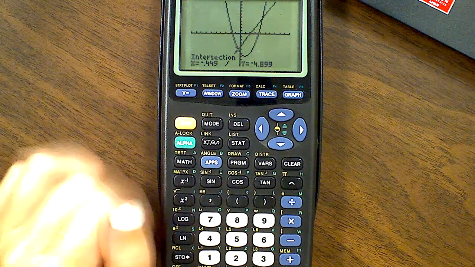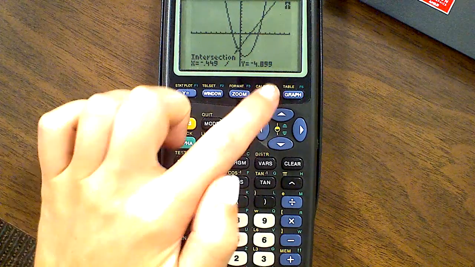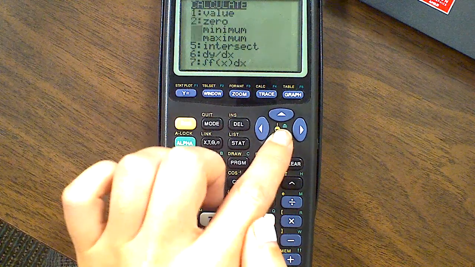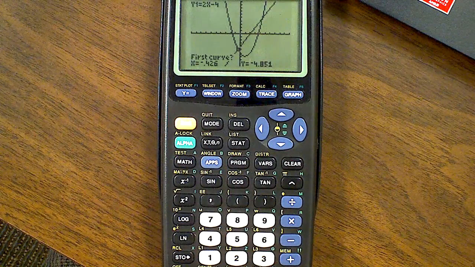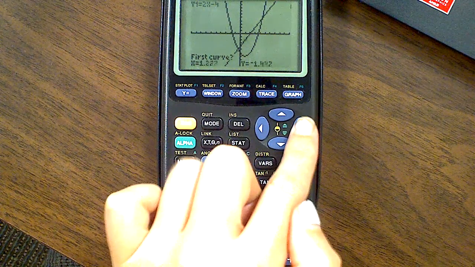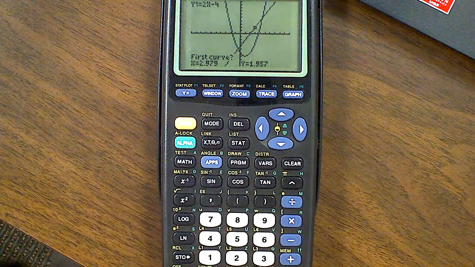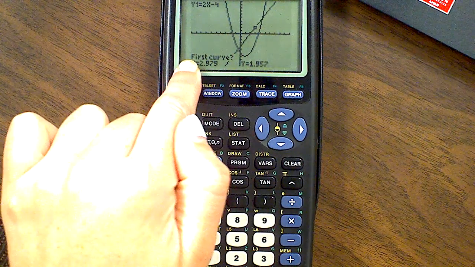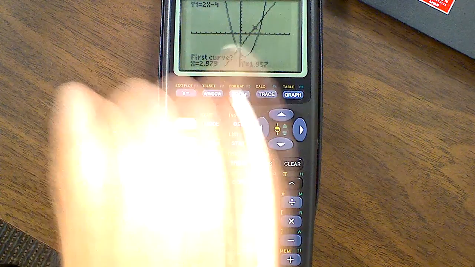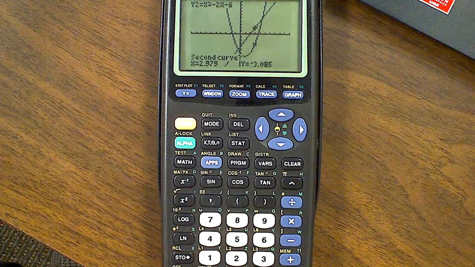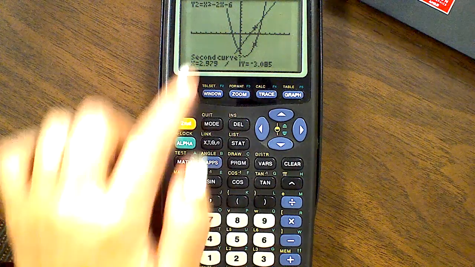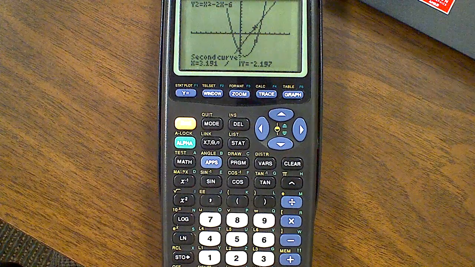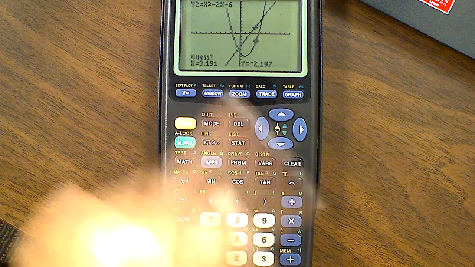So we found our first point of intersection, and just as some extra practice, let's find our second point of intersection. So we're going to do the exact same thing. Click second, trace, so we can get to that calc feature. Scroll down to 5, intersect. And now I'm just going to use my right arrow to move closer to my second point of intersection, since that's what we're hoping to find. Same questions as before. Our first curve is our line, so we'll click enter as long as our blinking dot is on our line. Our second curve is our parabola. This blinking dot is clearly on our parabola, so we'll click enter.